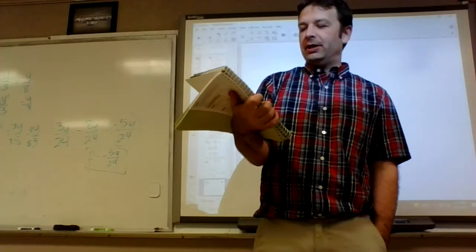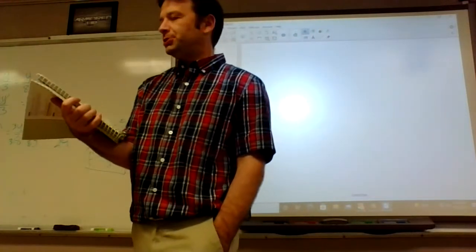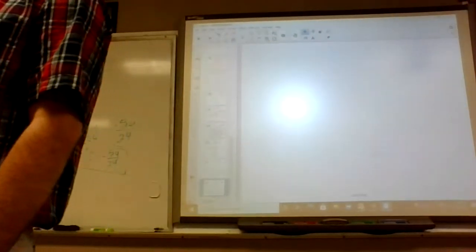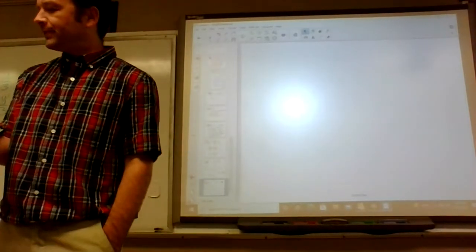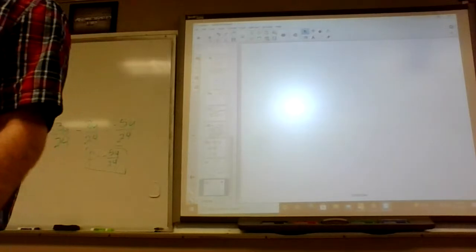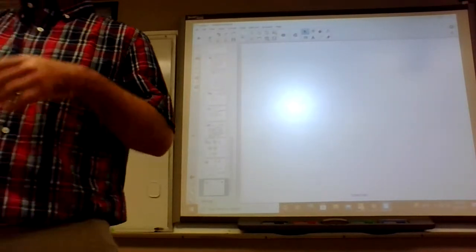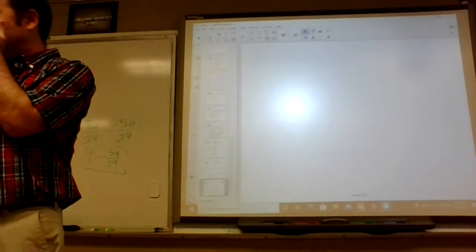Number 1. On a recent homework assignment, 8 students got an A, 10 got a B, 6 got a C, no D's or F's. So write the following ratios in lowest terms. What does lowest terms mean? Reduce.